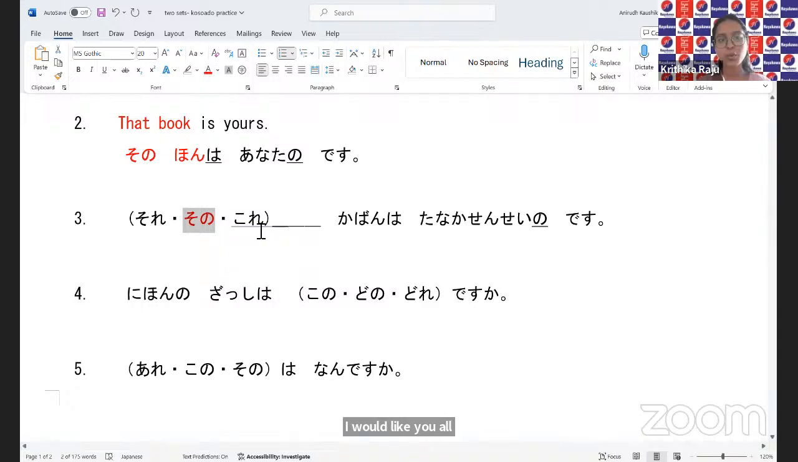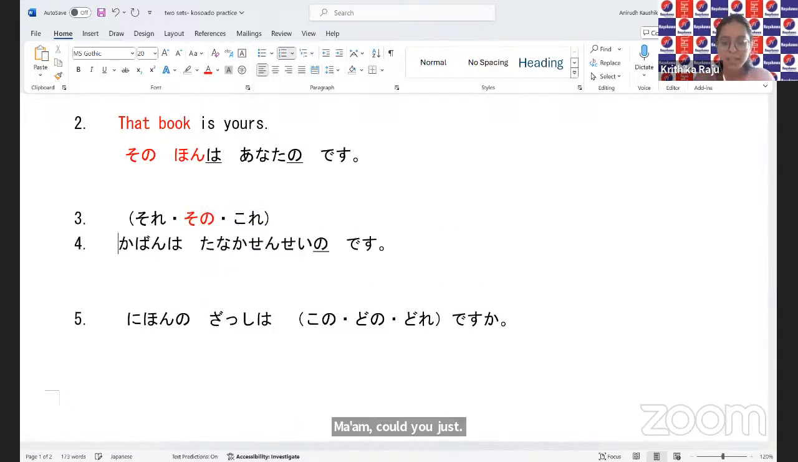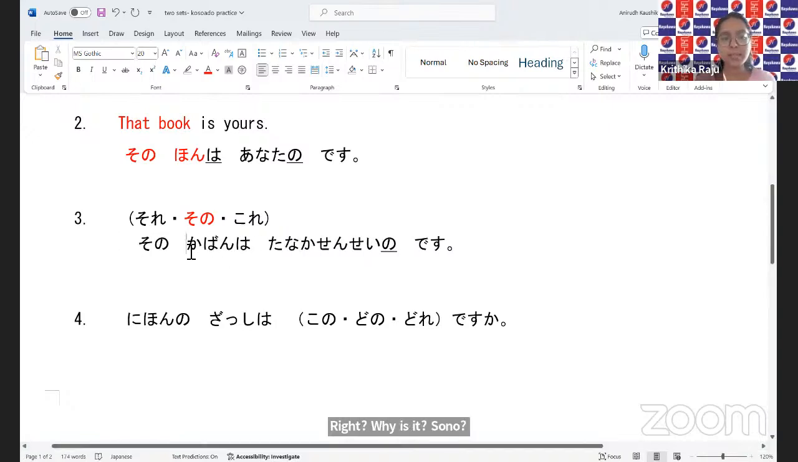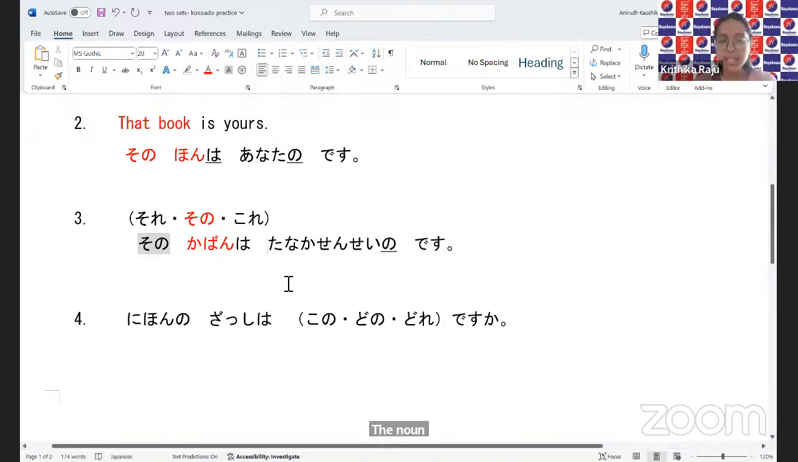Why is it sono? Because the book belongs to Tanaka sensei. Kaban is immediately followed by the noun. Yes, exactly. It is followed by sono kaban because the noun is there. It is immediately followed by a noun. Therefore, the word is sono. Sono kaban wa. If there was a particle in place of a noun, then it will be the first set. It can be sore or kore or are, whatever it is. But here it's immediately followed by the noun.